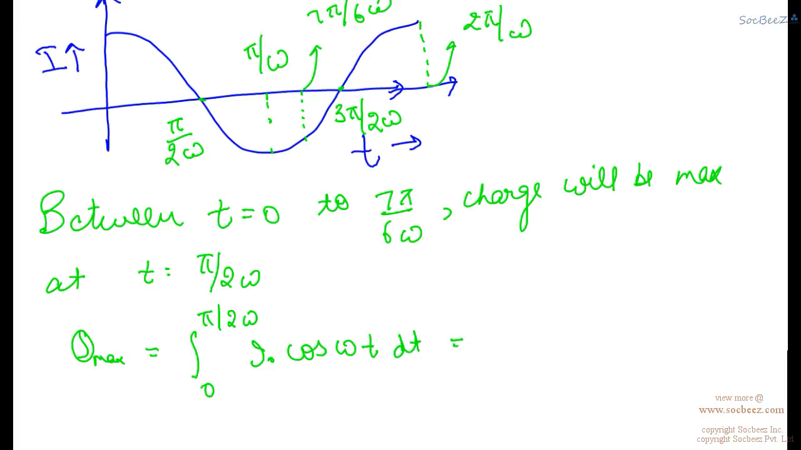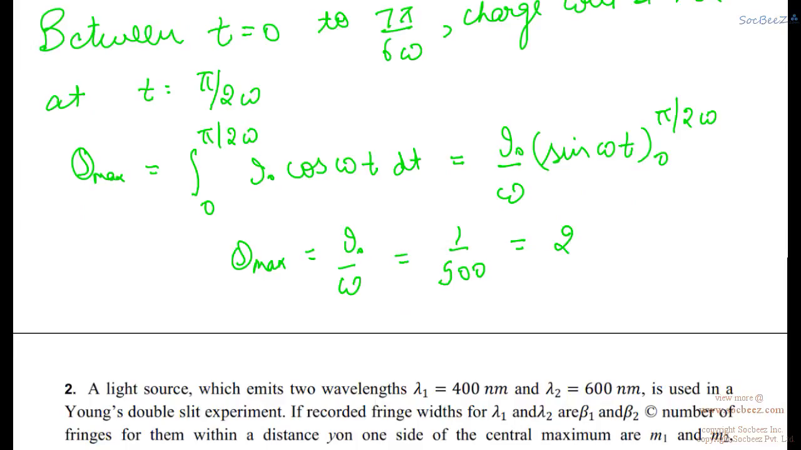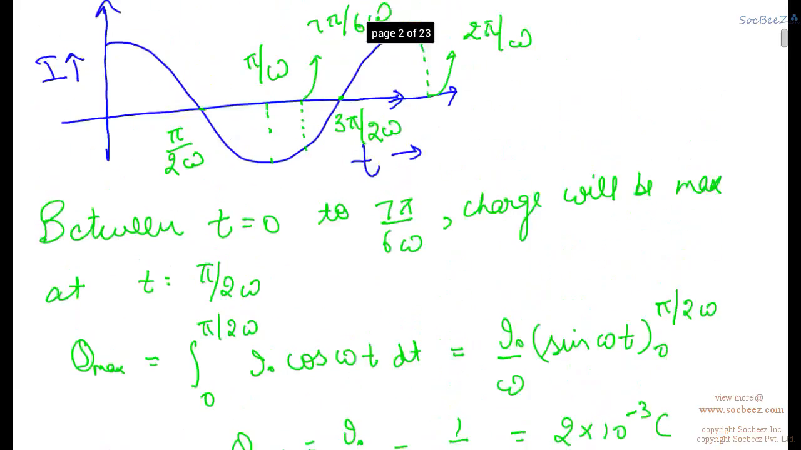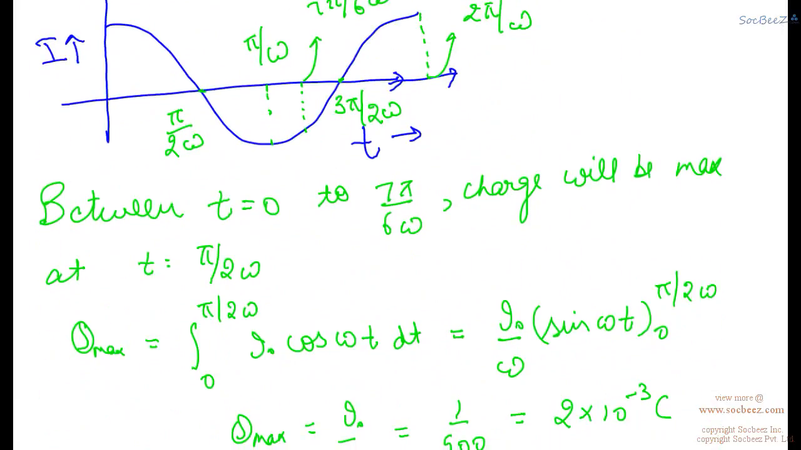If we solve it, this becomes I0 upon omega sin omega t from 0 to pi by 2 omega. So Q max comes out to be I0 upon omega, which is equal to 1 upon 500, which becomes 2 into 10 raised to the power minus 3 coulomb. So maximum charge is 2 into 10 raised to the power minus 3 coulomb. Therefore option A is incorrect here.